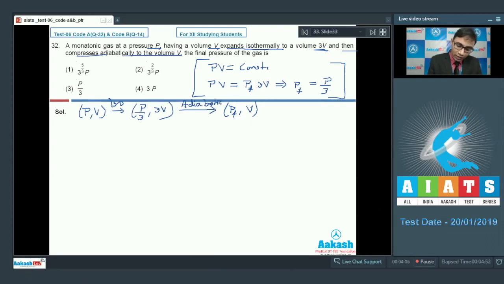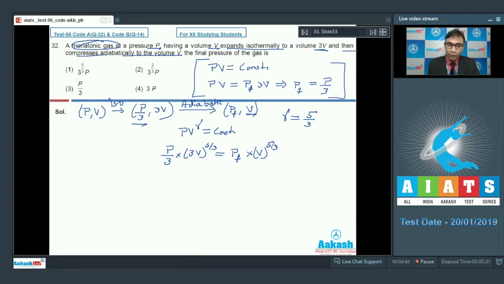So we know that in an adiabatic process PV to the power gamma will remain constant, right? Since it is a monoatomic gas, we know that for monoatomic gas, gamma is equal to 5 by 3. So initial pressure is P by 3, so we can write P by 3. Initial volume is 3V, so we can write 3V to the power 5 by 3. Final pressure, we don't know, but we know the final volume is again V, so we can write V to the power 5 by 3.